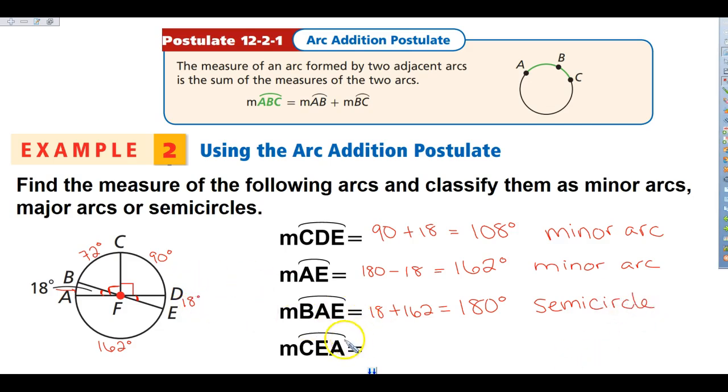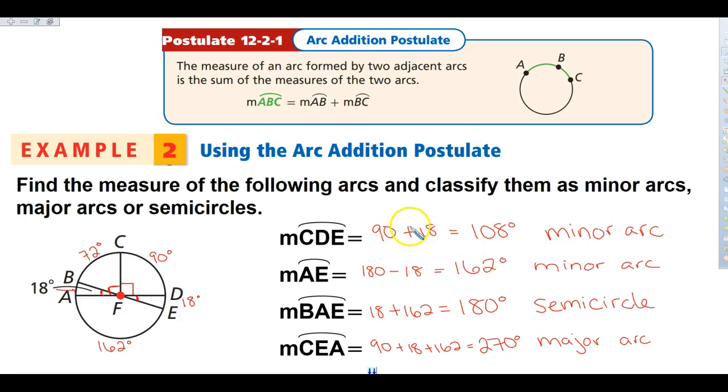So the next arc we're going to look at is the measure of arc CEA. So we're going to start at C, come around to E, and then finish off around to A. So the way we can say this is 90 plus 18 plus 162. Or again, you can recognize that this is 90 and then D around to A is 180. It doesn't matter if you say 18 plus 162 or plus 180, whatever you want to think about. This is going to give us 270 degrees, which is greater than 180, so this is what we call a major arc.